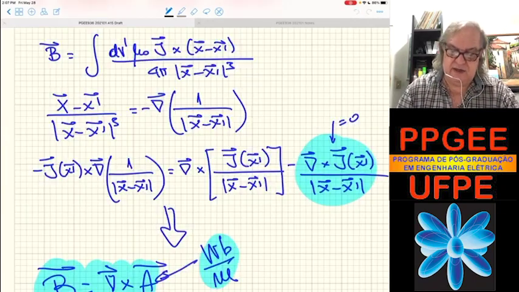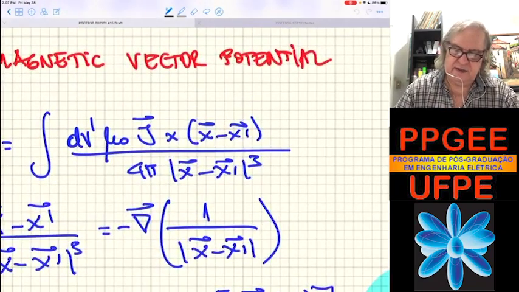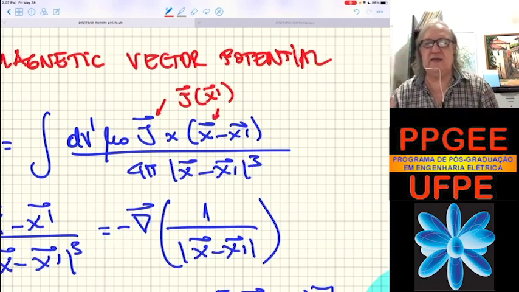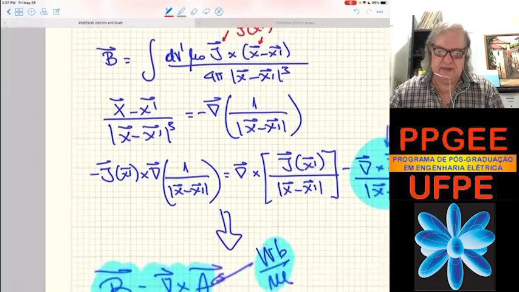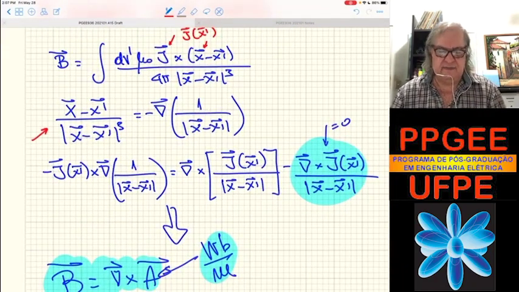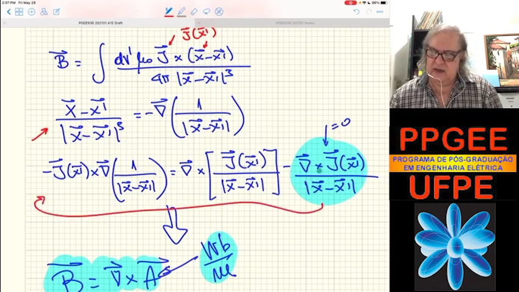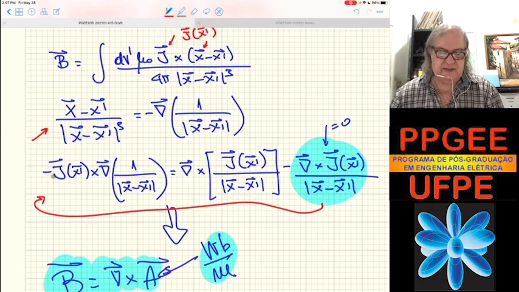Recall that in the integral here, J is a function of x prime. I have two elements: x is the observation point, and x prime is the location of the volume element variable. So we use that first identity, the chain rule. The curl of a vector times a function, which is the inverse function, equals, if we move this to the other side, the function times the curl of the vector minus the vector cross product with the gradient of the function.